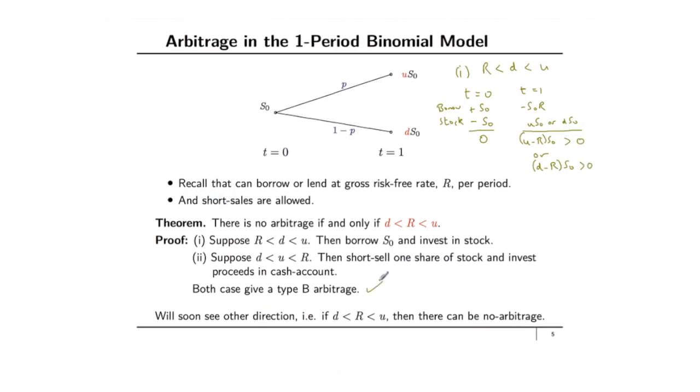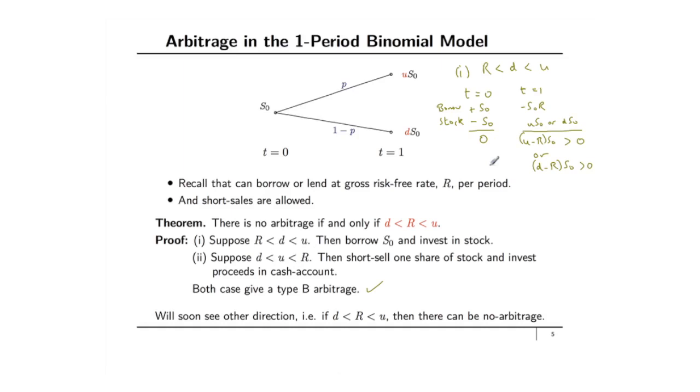How about case 2? Well, we could do something very similar. In this case, if R is too large, then it suggests it might be a good idea to short sell the stock, take S0 dollars in from short selling the stock, invest it in the cash account and earn R. And then at time t equals 1, you can buy back the stock for either D times S0 or U times S0, but in either case, you're going to have less than S0 times R. So you can do the same sort of argument I did up here to show that you'll also get a type B arbitrage in case 2.